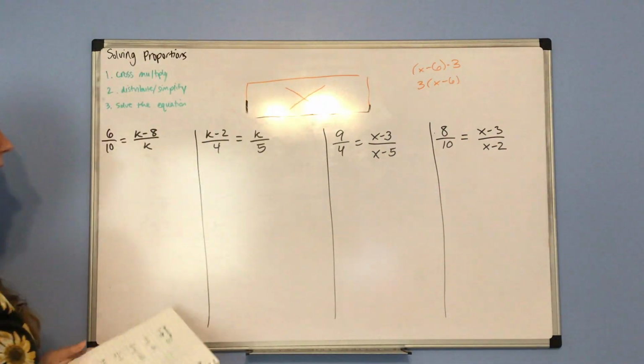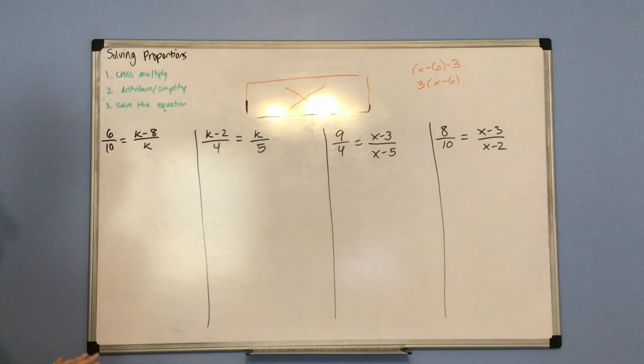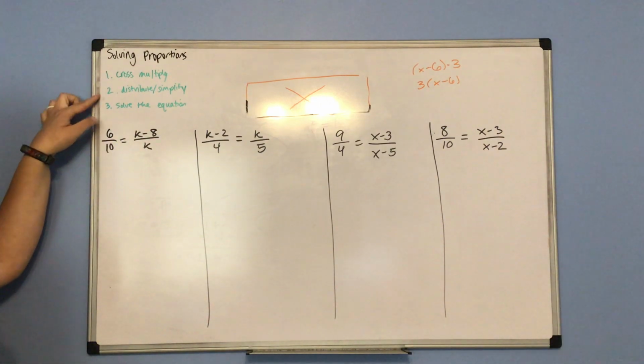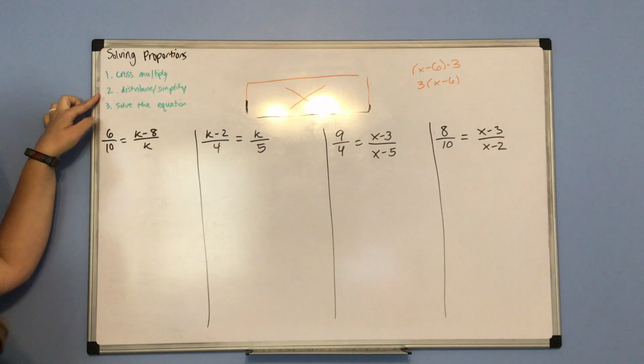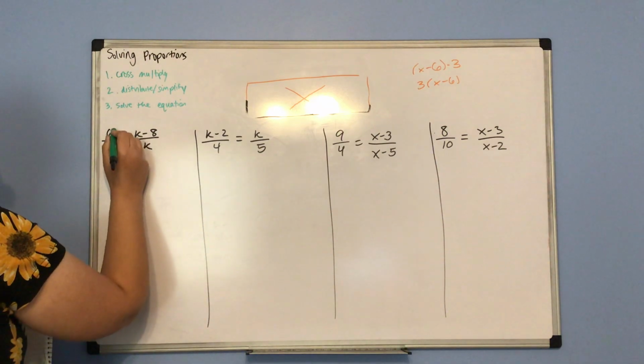The last four that we're going to look at don't really look too much different. The only thing you might notice is that you just see more of whatever your variable is, but we're going to follow the same process. Cross multiply, distribute and simplify whatever you need to, then solve your equation. So let's just jump right into it.